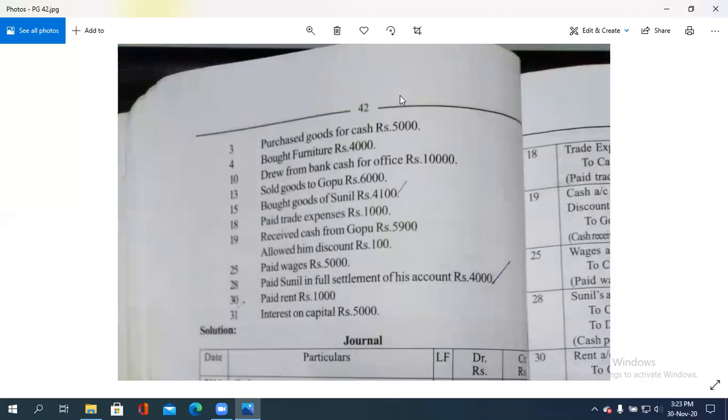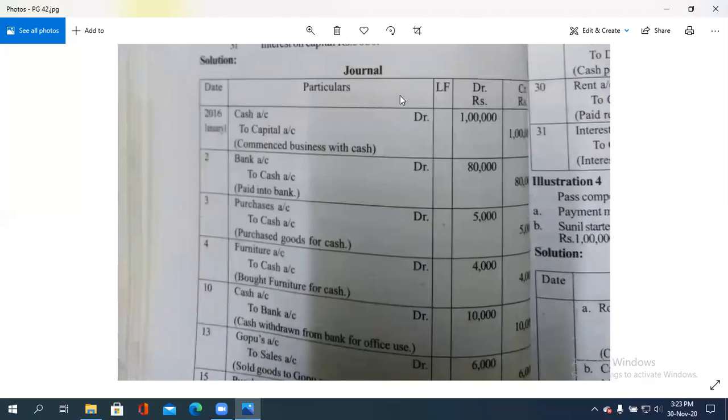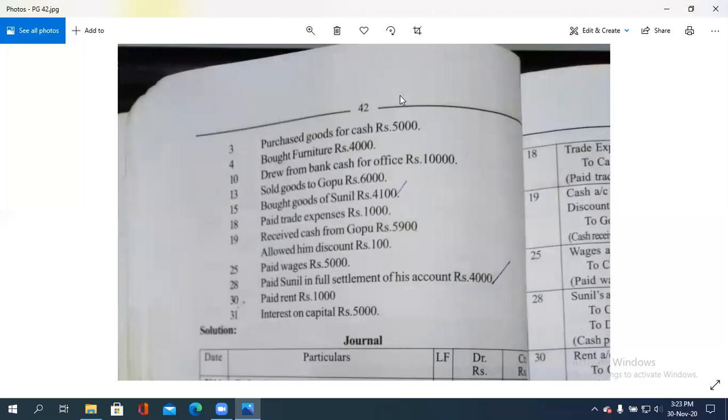Okay. Then drew from bank cash for office. Cash was withdrawn from the bank for the office. So cash account debit to bank. Then the narration also you need to write.